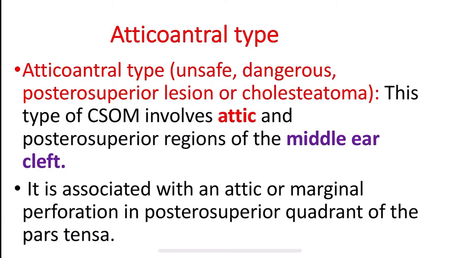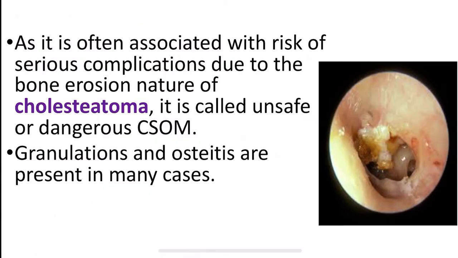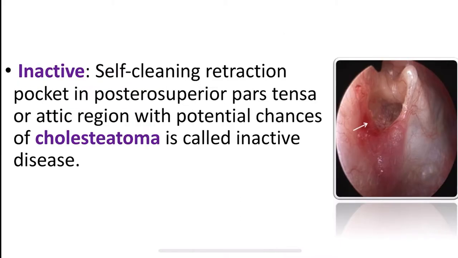So we read the Attico-antral type, which is involving the posterior superior part of the pars tensa, and then there will be cholesteatoma formation. Because of this, it is unsafe. Cholesteatoma, we know, is a mass, a non-cancerous growth. An inactive self-cleaning retraction pocket in the posterior superior pars tensa or the attic region, with the potential chances of cholesteatoma, is called inactive disease.